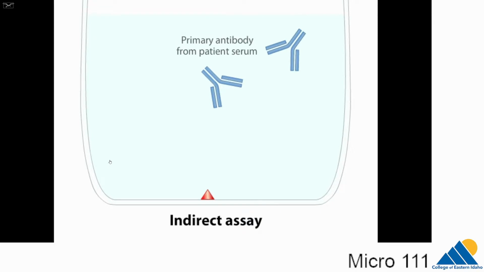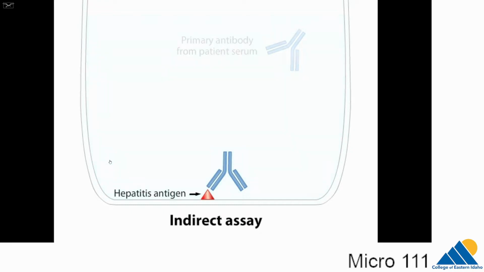Here the question is whether the patient has a hepatitis virus, so a known hepatitis antigen is fixed to the well of a microtiter plate. If the patient's immune system has produced antibodies against this antigen, they will bind. A washing step removes unbound antibodies.